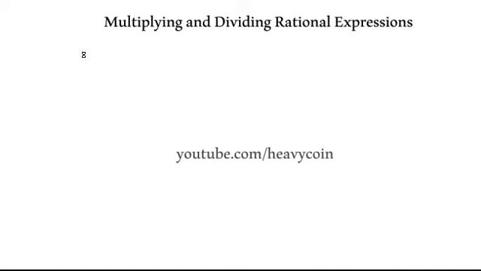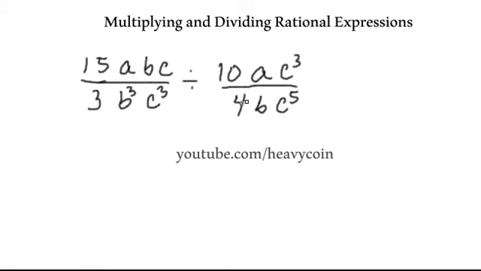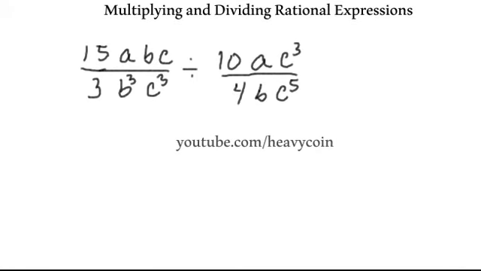Alright, let's try, for example, 15 over 3. We'll say A, B, C over B cubed, C cubed, divided by 10 A C cubed, and that's all over 4b c to the fifth. So what we can do first is we can reduce this down and then go from there. How's that? Let's do that, right?